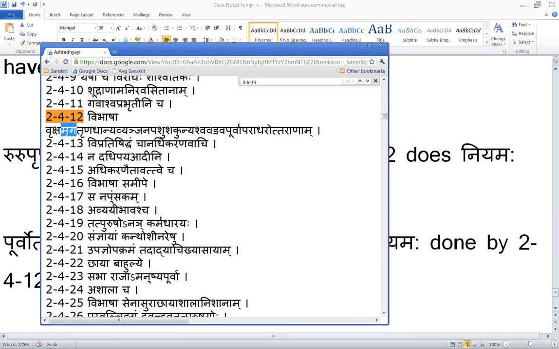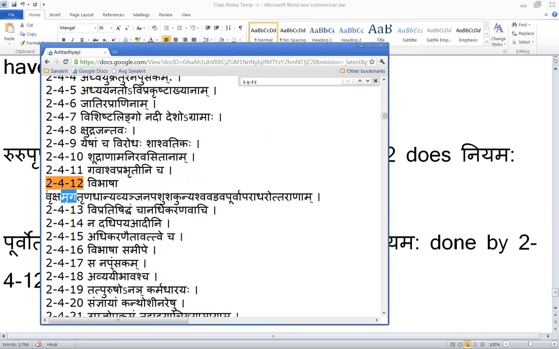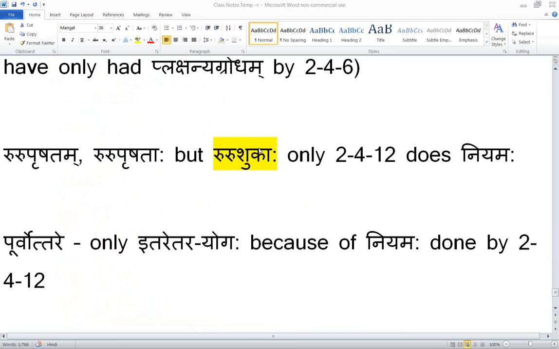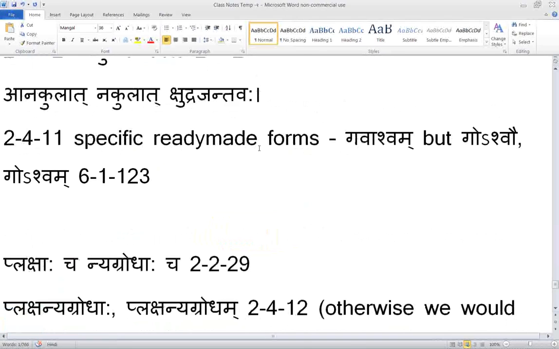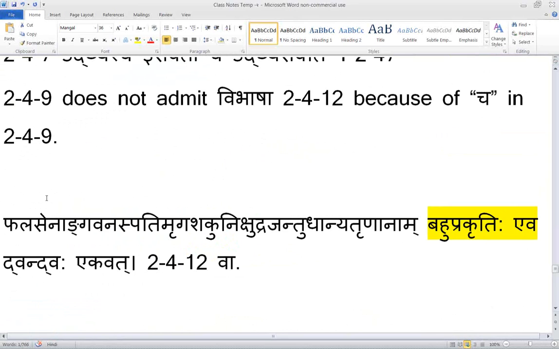I think out of these, to be very honest with you, I would keep in mind the vriksha. The vibhasha comes back here. So pashu also, vibhasha comes back here, and these are also, I guess, trina, dhanya, vyanjana, slightly important. So the vartikam on this rule, which we looked at last class, states that these items, which is the thala, senanga, vanaspati, mruga, shakuni, kshudra jantu, dhanya, trinanam, vaprakriti eva, these have to be plural.